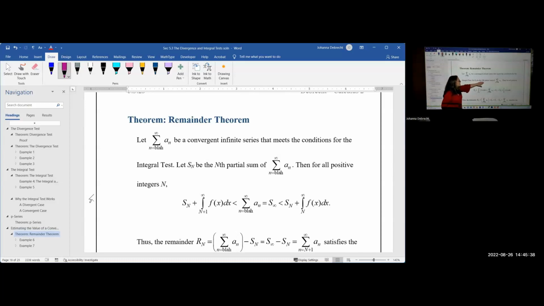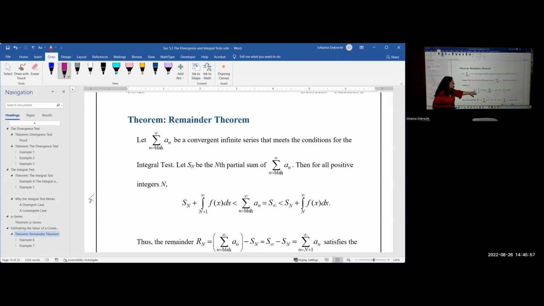Let S sub n be the nth partial sum of the infinite series. Remember, S sub n is basically going to be the sum from the beginning up to uppercase n. So that's what this represents.